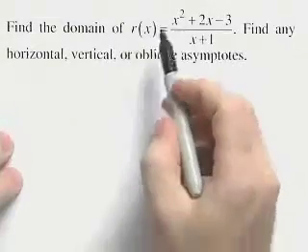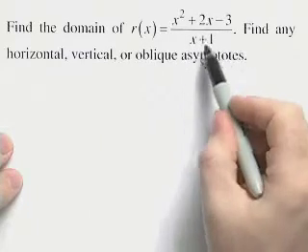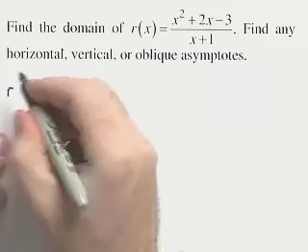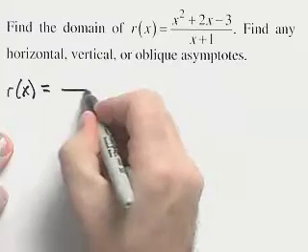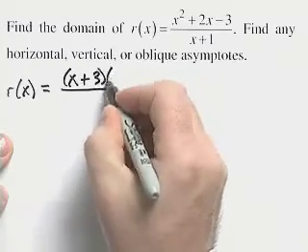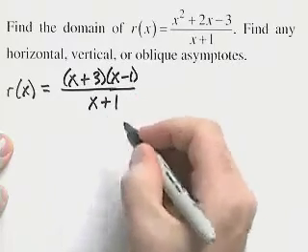For this problem, we're again going to determine the domain of a rational function and try to determine any vertical, horizontal, or oblique asymptotes. Here our function is r of x equals (x squared plus 2x minus 3) divided by (x plus 1). We're again going to factor both the numerator and denominator. So we'll have r of x is equal to (x plus 3) times (x minus 1) divided by (x plus 1).